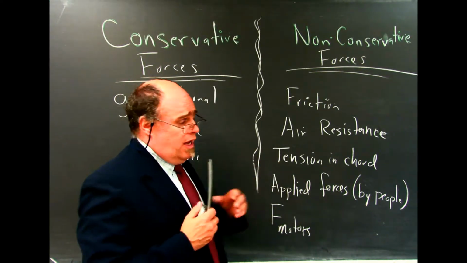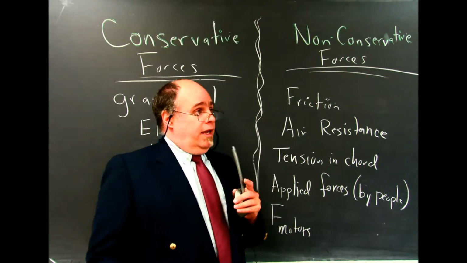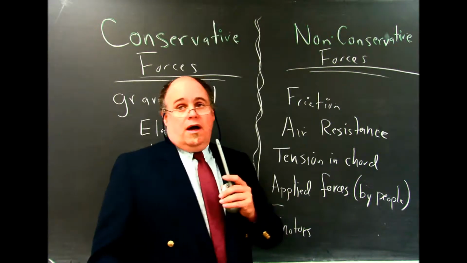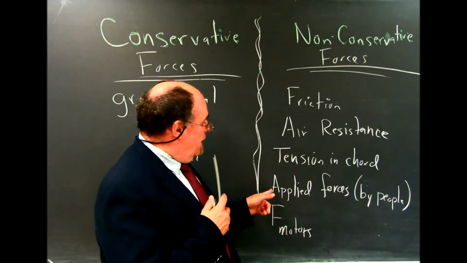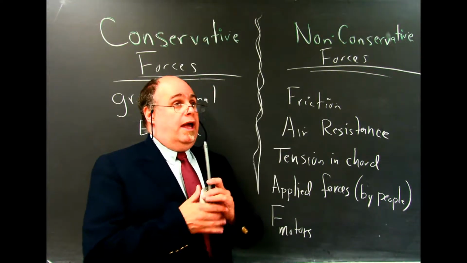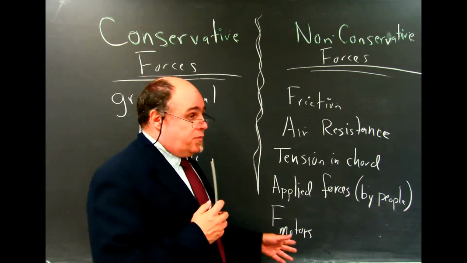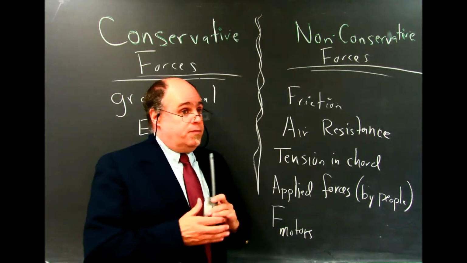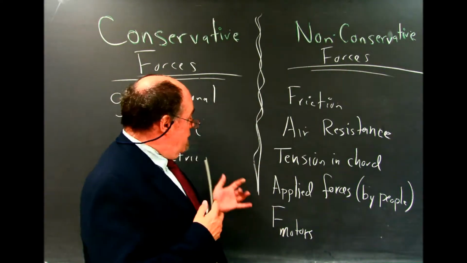If I have tension in a cord, say a box that's just sitting there on the floor, not moving, and I tie a rope to it and pull the rope, I can't really compare the energy before the pull and after the pull, because they'll be different. The tension in the rope is going to put some energy into the system. Here I have an applied force. The applied force by people, again, I could be the person pulling on that cord, and I would be putting energy into the system. There's also the force done by engines or motors. All of these are called non-conservative forces. Some of them take energy out of the system, and other ones put energy into the system.